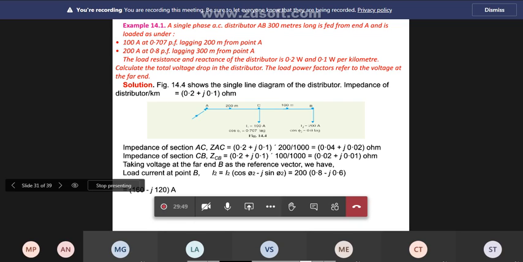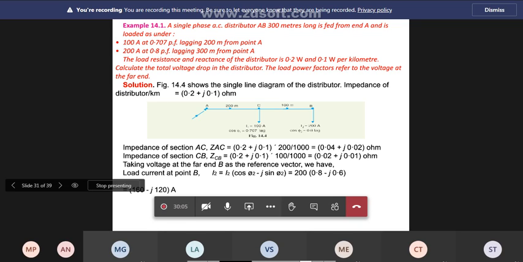Next, 200 amperes at 0.8 power factor, 300 meters. 300 meters is nothing but the dead end, that is this one, at B. I2 is equal to 200 amperes, 0.8 power factor, right?